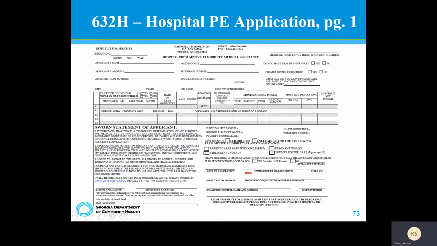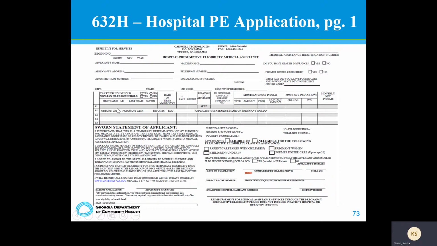Down here, this is where you're going to complete the information about tax filer, non-tax filer household. We went through that budget group to determine whether they're going to be a tax filer household or a non-tax filer household. So you need to tell me which one they are. Either yes, they are a tax filer household, or yes, they are a non-tax filer household, okay? So a yes needs to be checked or darkened in for one of these. They have to be one of these.